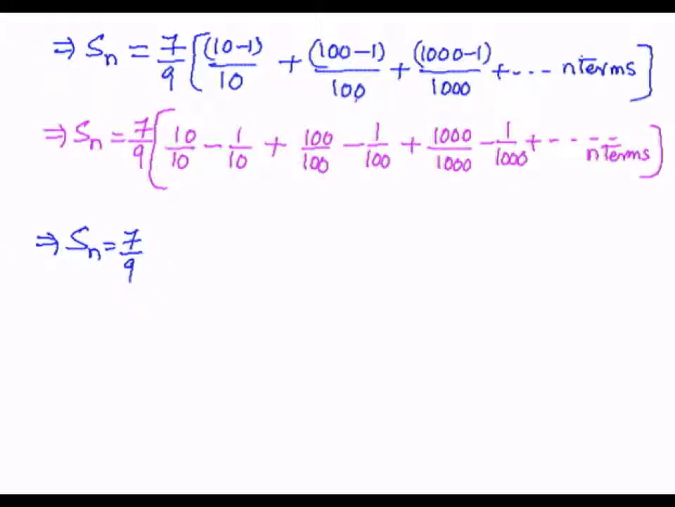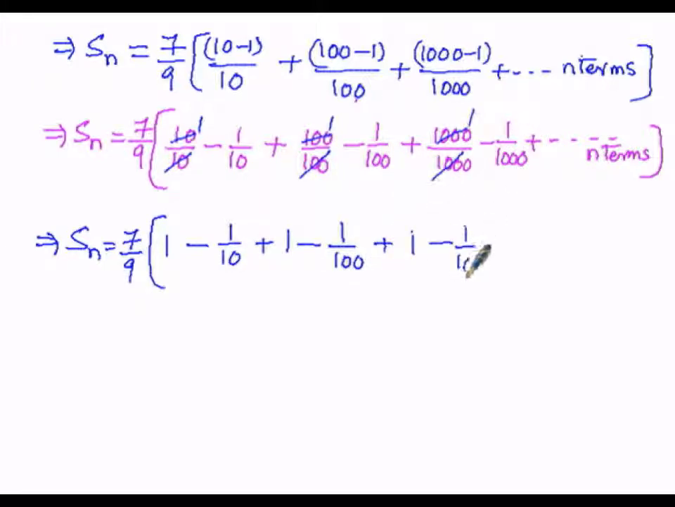So here 10 and 10 get cancelled by means of 1, 10 by 10 is 1. Similarly the third term, 100 and 100 by means of 1, so 1000 and 1000 by means of 1, and similarly so on. The alternate terms will get cancelled by means of 1s. Then the next logical step: 7 by 9 into the first term, which is 1 minus 1 by 10, plus here it is 1 minus 1 by 100, plus 1 minus 1 by 1000, plus, and so on. There are n terms in it, bracket close.